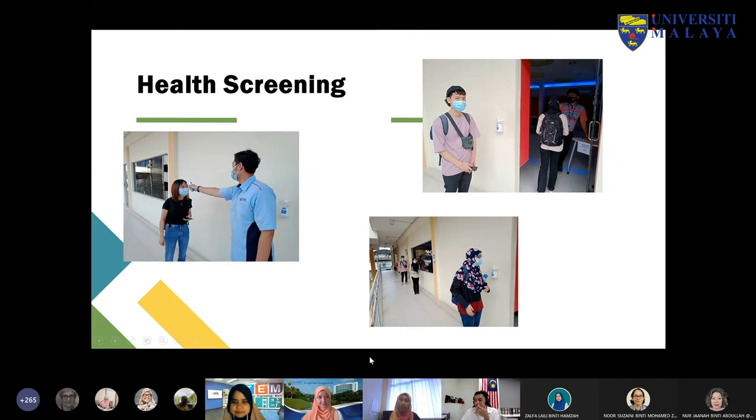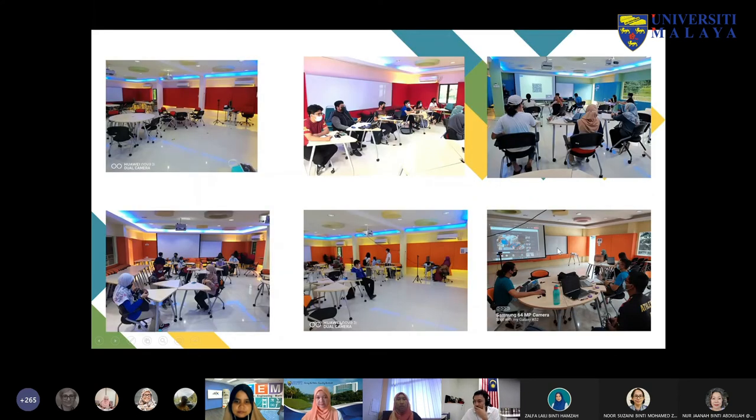So these are some of the pictures that we had: screening and temperature check by our assistant engineer, the health screening QR code in the class, students queuing with distance, and also the hand sanitizer. These are the classes, the cubes. Because of their modular arrangement, we had different arrangements so we can keep distance between students, and they still wear their masks, same with the lecturers.